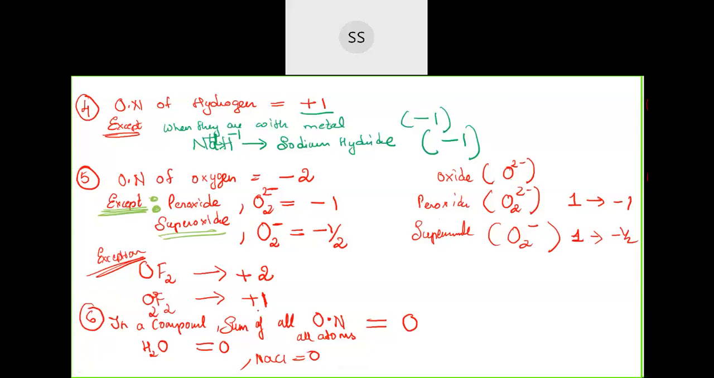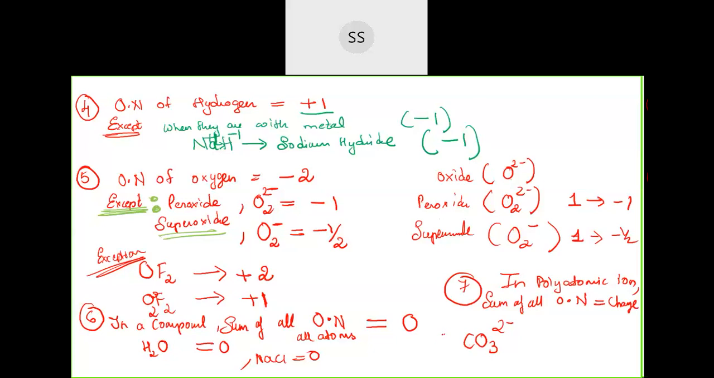The last one is if it is a polyatomic ion. Take carbonate, CO3 2 minus. These are polyatomic ions, where you have different atoms combined together and they carry a charge. In that case, the sum of all their oxidation states will be equal to whatever charge they carry. In a polyatomic ion, the sum of all oxidation numbers will be equal to the charge.